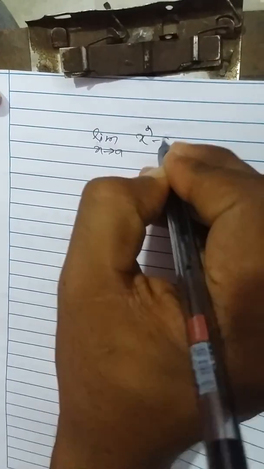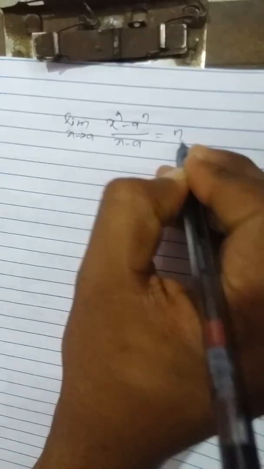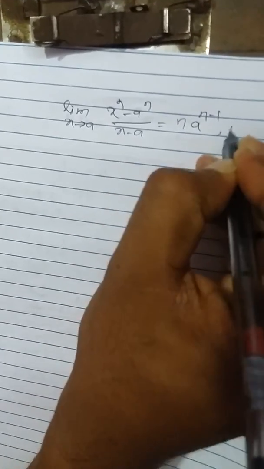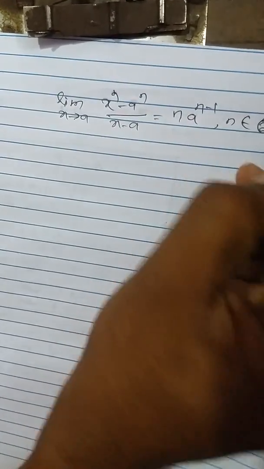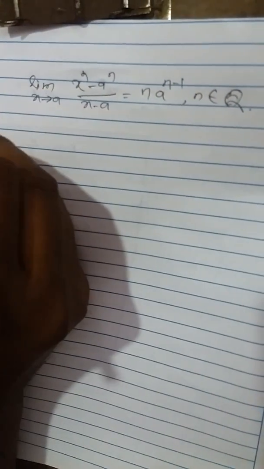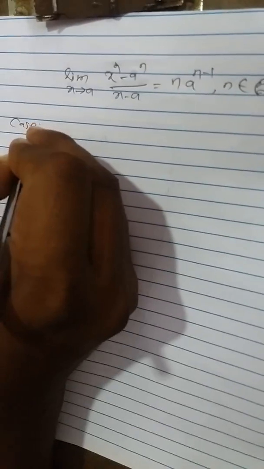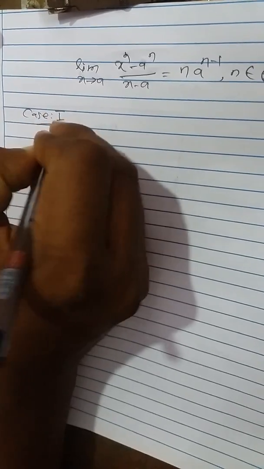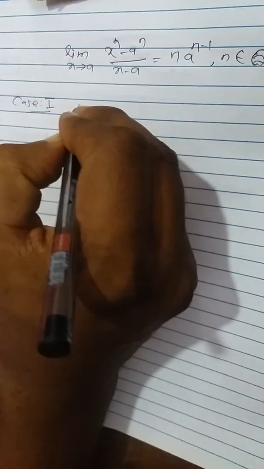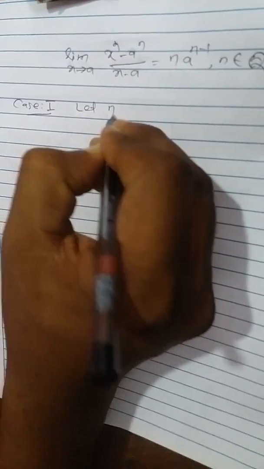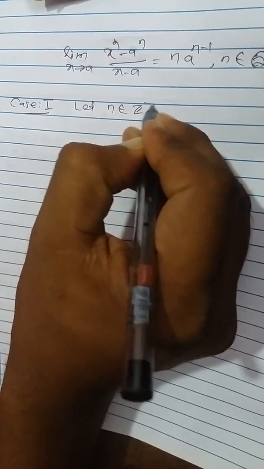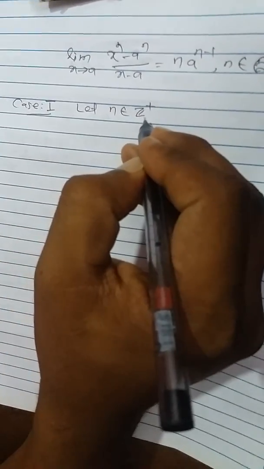Once again, I am going to write here the theorem. The theorem 1 was limit x tends to a, x to the power n minus a to the power n divided by x minus a equal to n a to the power n minus 1, where n is a rational number. First case, as I told you, case 1 is when n is a positive integer. Let n belong to the set of positive integers. Z plus is called the set of positive integers.